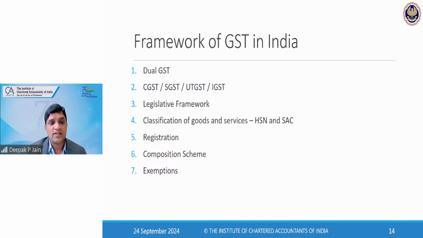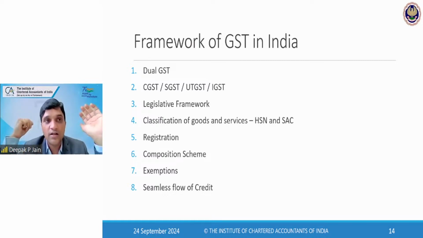Next is seamless flow of credit. What does this seamless flow of credit mean? That you will get the credit continuously. Whatever a supplier is charging earlier, like how we had understood very deeply in the previous session, when the supplier was a manufacturer, he will charge excise duty and he will give it to me and I cannot get that credit. So there was no seamless flow of credit, but under GST, there is a seamless flow of credit.